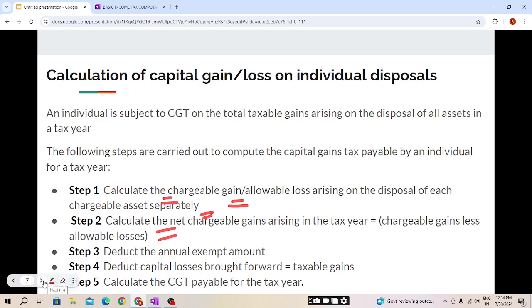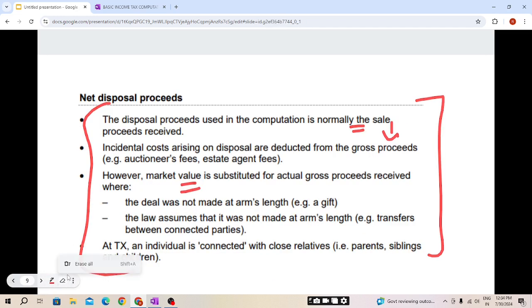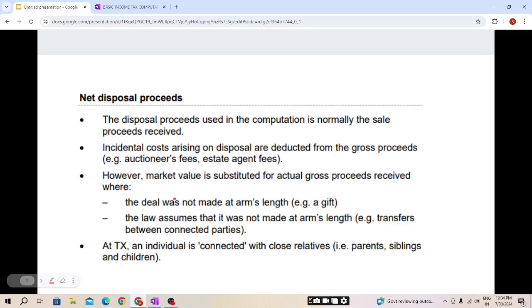Now students, we have seen the calculation for step number 1, and the format and everything we have covered: disposal proceeds, net selling cost, then net proceeds, then allowable expenditures, then we arrive at a chargeable gain or allowable loss. For disposal proceeds, the market value will be used when the transaction is not at arm's length, when it is gifted or transferred between connected parties at lower than the market value. So the market value will be substituted in the disposal proceeds on the date of the sale.